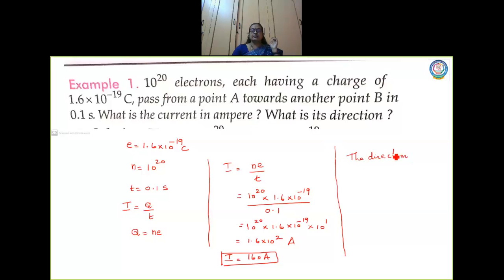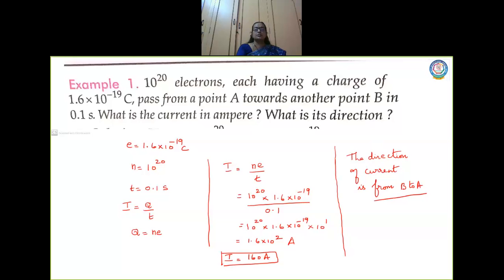The direction of current is from B to A. Why? Because the movement of electrons, as in the textbook, as in the sum they have given, the movement of electrons, that is the charge, is from A to B, and we know the direction of conventional current is opposite to the direction of movement of charges. Movement of charges is nothing but movement of electrons.